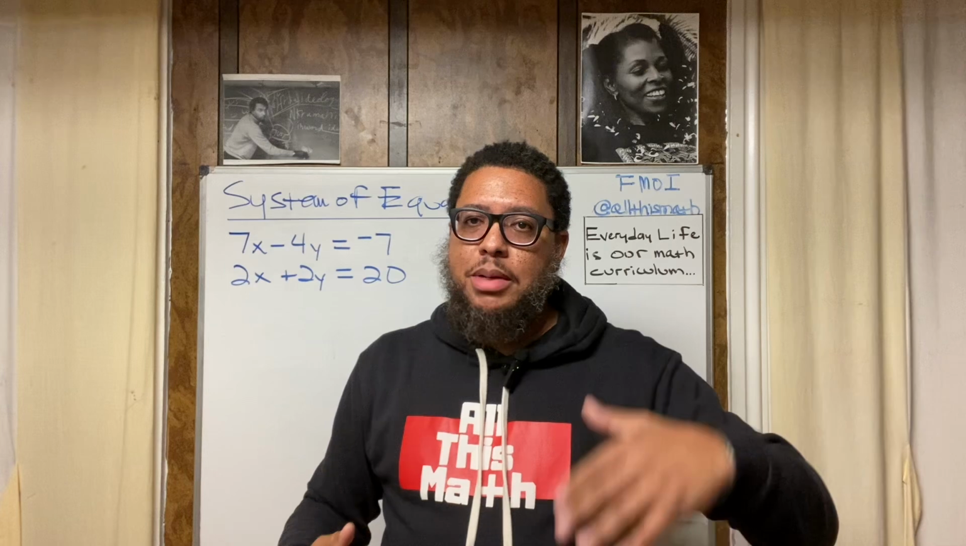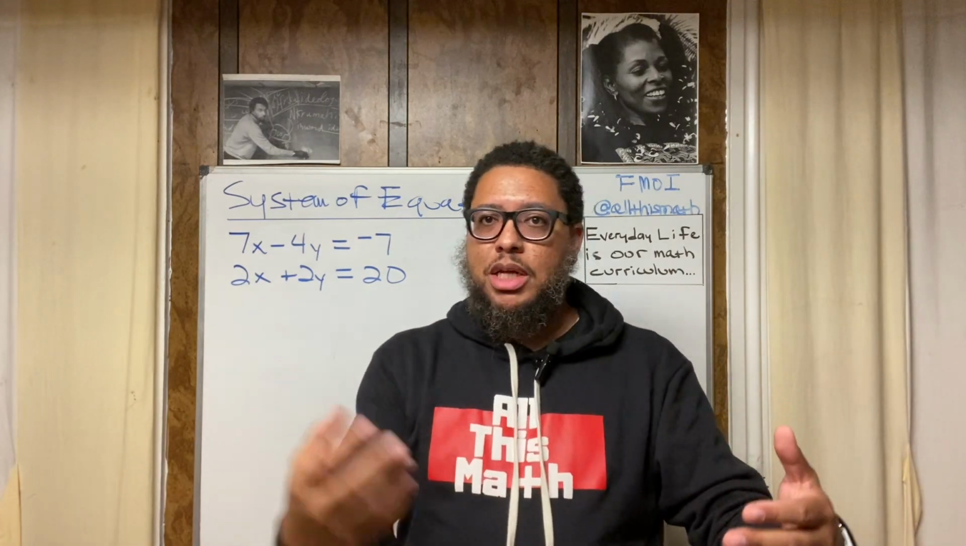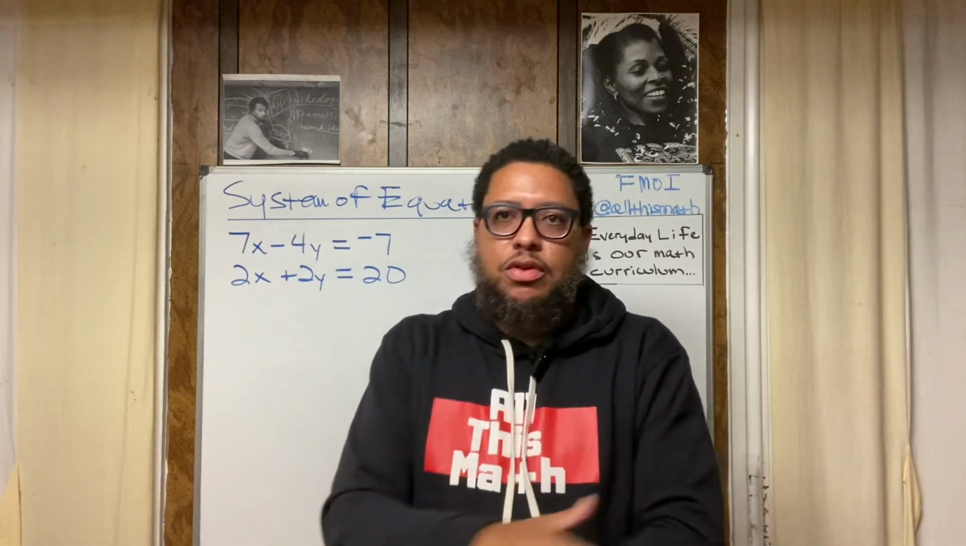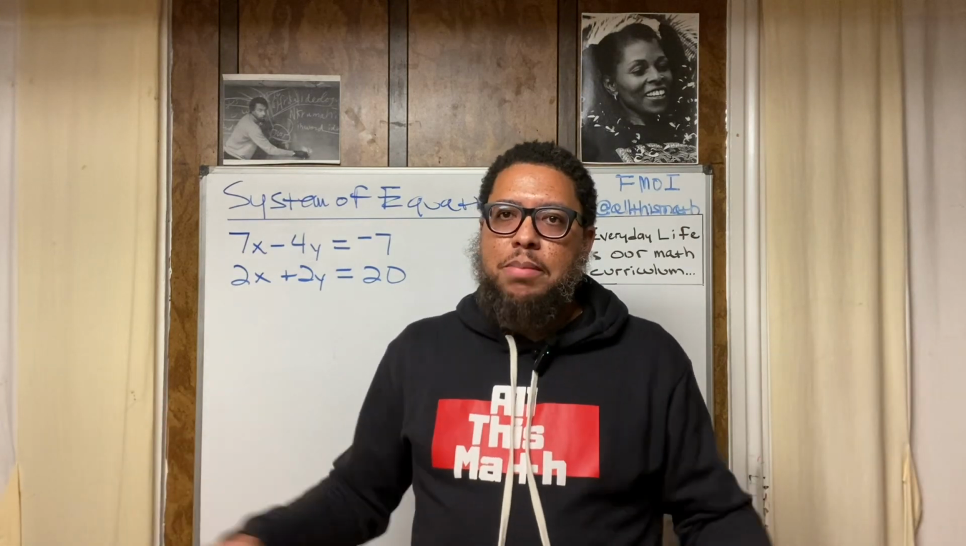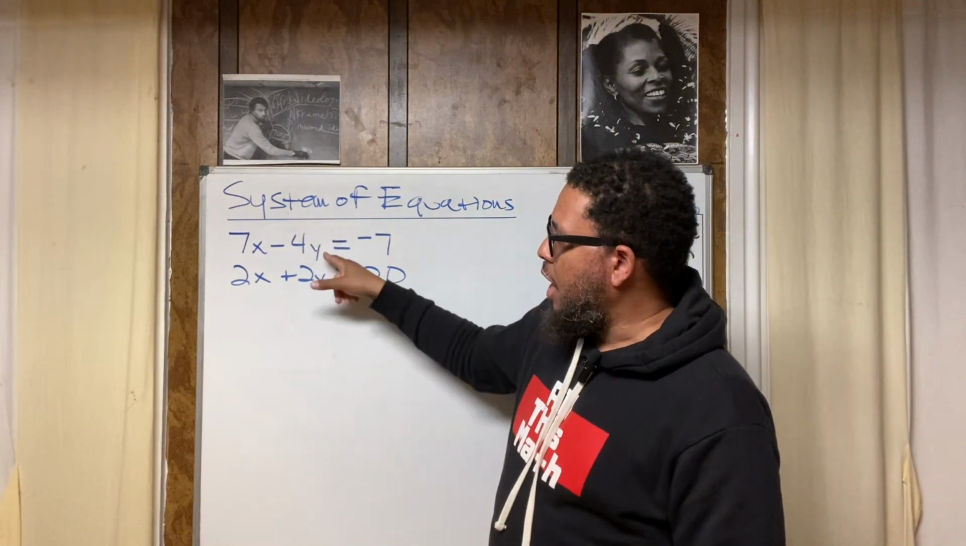If a negative 4 means I owe somebody $4, and I give them $4, that's plus 4. Now I don't owe them nothing. We even now. It's square business. We even now, right? So negative 4 plus 4 adds up to 0. So I'm going to eliminate the y's.